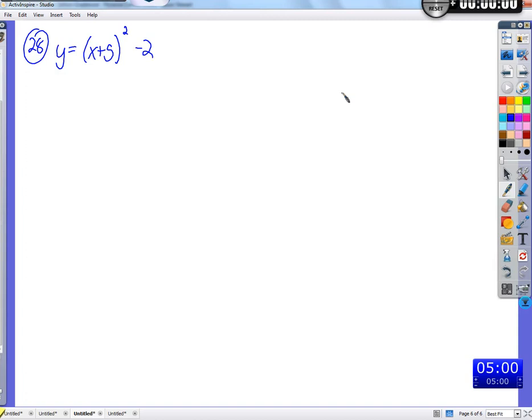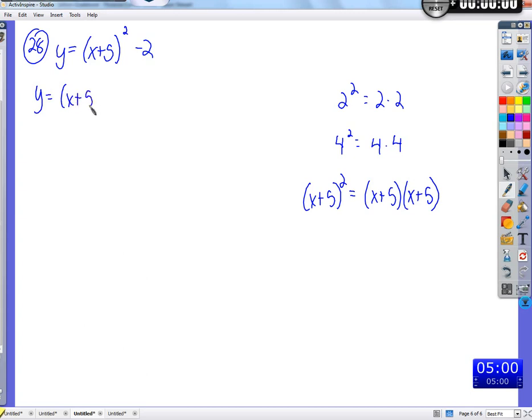If I say 2 squared, what does that mean, 2 squared? I multiply it by itself. Or 4 squared. It means multiply 4 by itself. So what does x plus 5 squared mean? X plus 5 times x plus 5. Exactly. X plus 5 times itself. Just like anything else that's being squared, you multiply it by itself. So this can be rewritten as (x plus 5) times (x plus 5) minus 2.